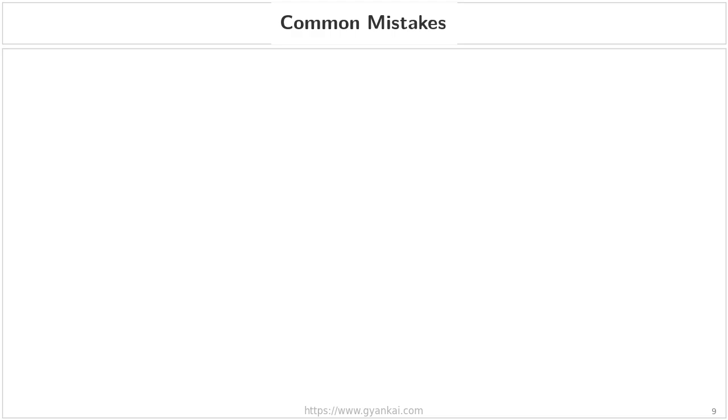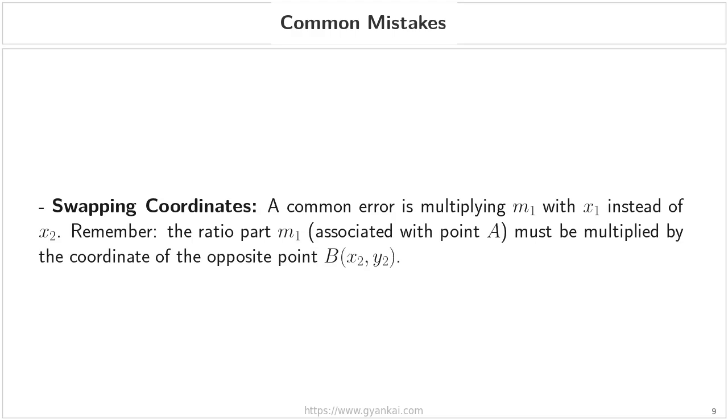Common mistakes. First, watch out for swapping your coordinates. This is perhaps the most frequent mistake I see. When you are using the formula, remember that the ratio part m1, which is associated with point A, must be multiplied by the coordinate of the opposite point, which is x2 from point B. Conversely, m2 must be multiplied by x1. A good way to remember this is that the parts of the ratio cross over to the opposite ends.